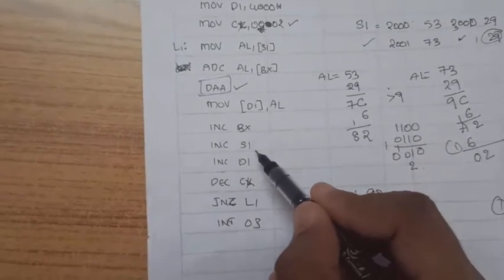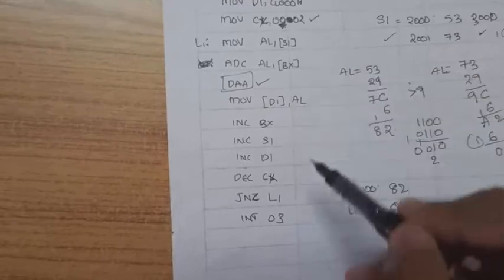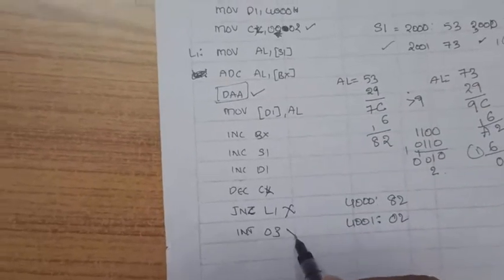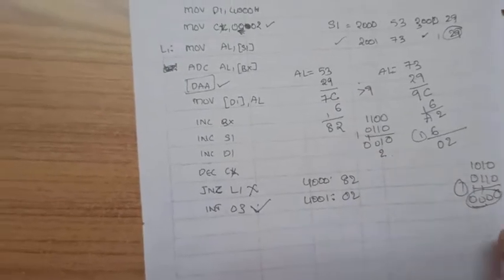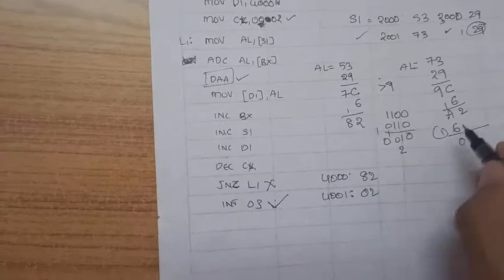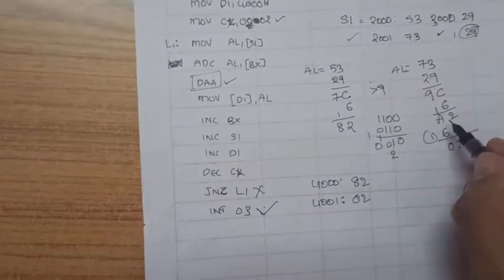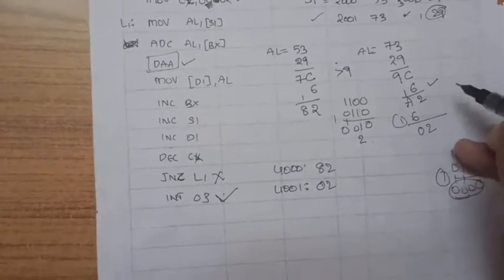After this increment SI, increment DI, decrement CX. Now JNZ, carry flag, this count has become 0, this condition fails. Now the program stops. Now the main thing to be understood is this particular DAA instruction. It adjusts the nibble, either lower nibble or higher nibble of the data, to be in the range of BCD by adding 6 to it.